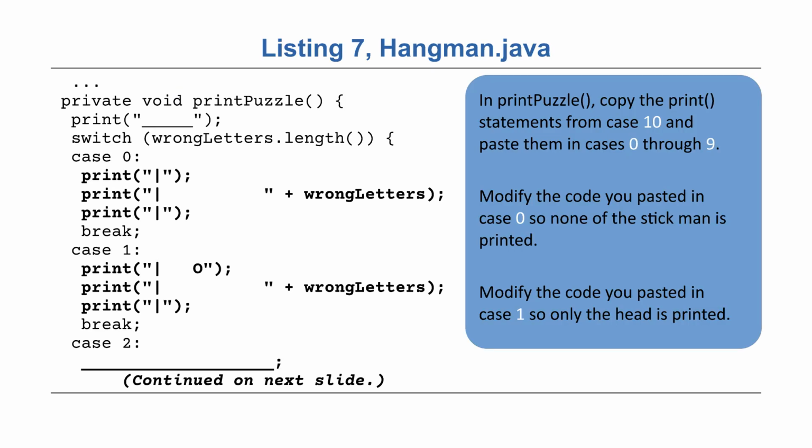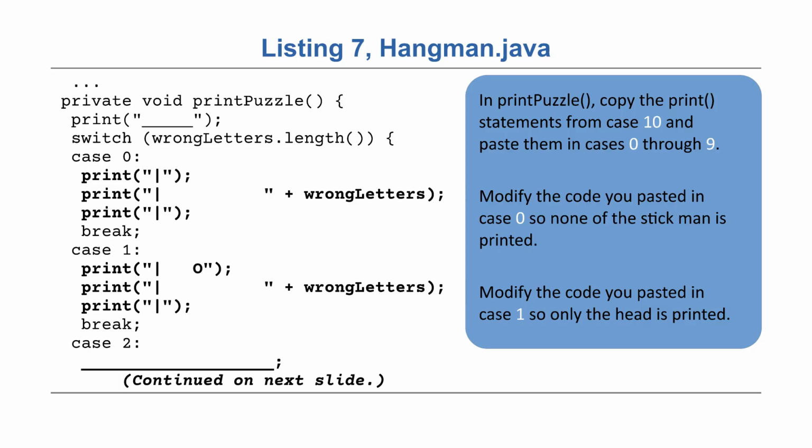Finally, we're ready to write the code for the rest of the case statements. To make it easier to type the code, we'll copy the completed hangman into each case, then remove the unneeded pieces of the stickman from each case. Exercise 7. Complete the drawings for all phases. In Print Puzzle, copy the print statements from case 10 and paste them in cases 0 through 9. Then modify the code you pasted in case 0 so none of the stickman is printed.